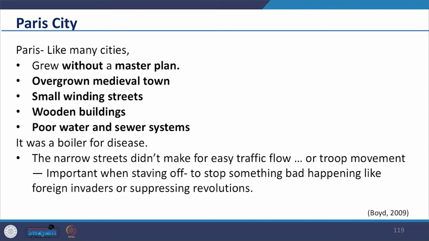We further see Paris in understanding the connection. Paris, like many cities, grew without a master plan. Overgrown medieval town, small winding streets, wooden buildings, poor water and sewer system. It was a boiler for disease. And the narrow streets didn't make for easy traffic flow or troop movement, important when staving off something bad happening like foreign invaders or suppressing revolutions.